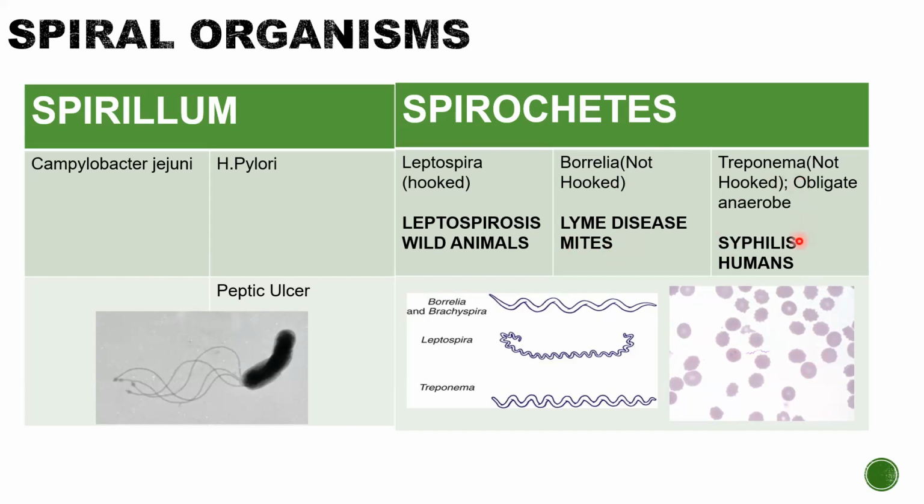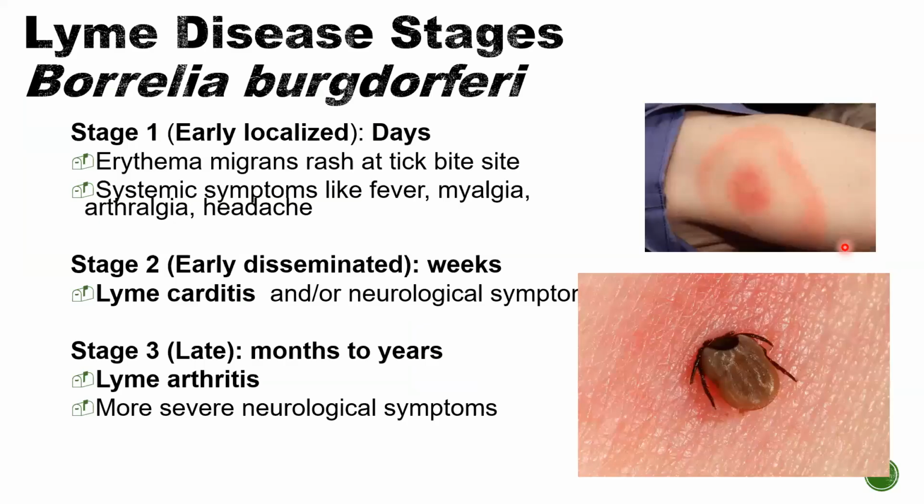So remember that Borrelia is mites mainly, and Treponema causes syphilis, and this is actually transmitted by humans. It's not by ticks or mites or animals, it's by humans. That's the main differentiation.